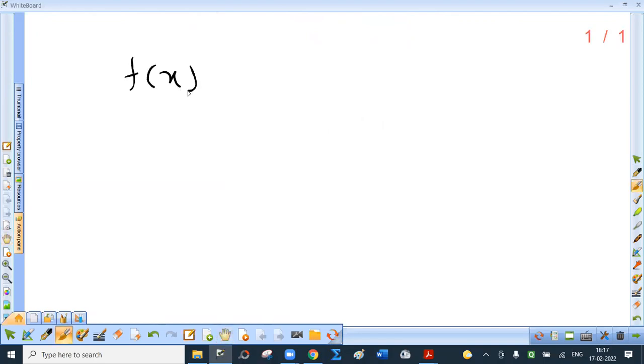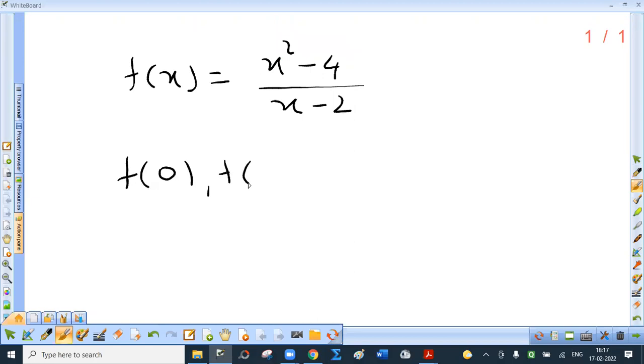Can you tell me if f of x is x square minus 4 upon x minus 2, what is f of 0 and what is f of 2? Type your answer in chat box. Suppose this is f of x. Can you tell me what is f of 0 and what is f of 2? Type your answer in chat box.